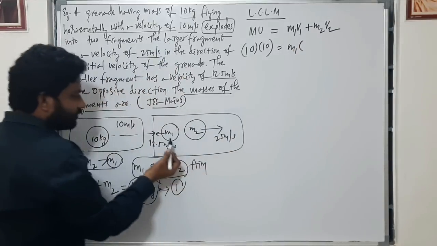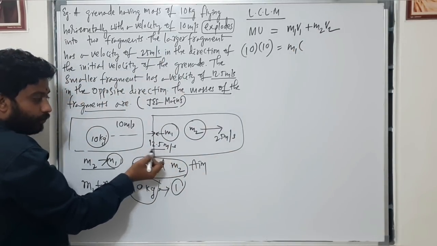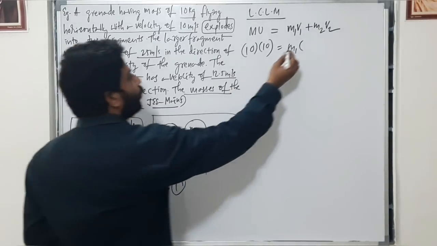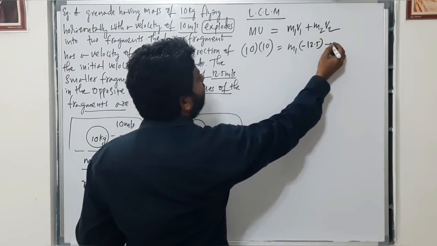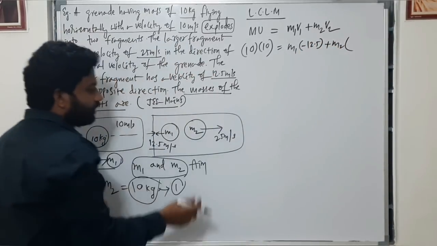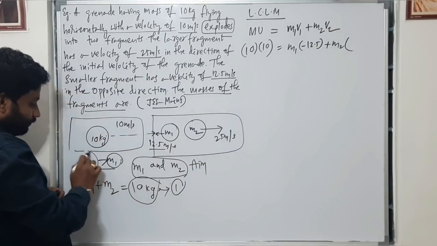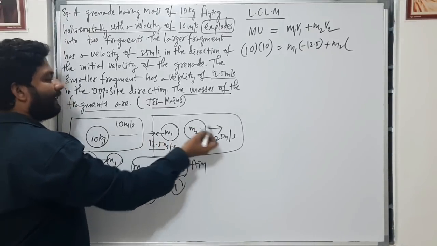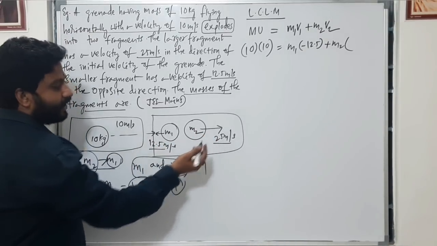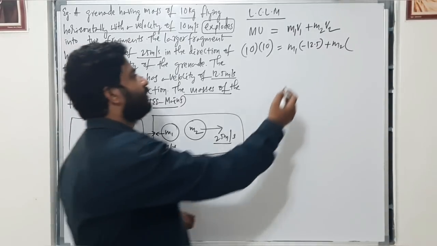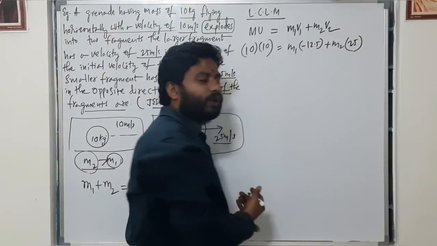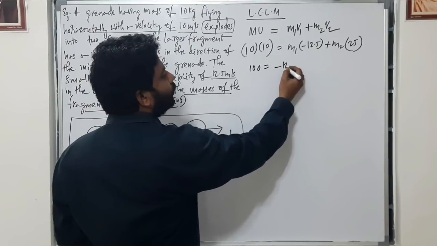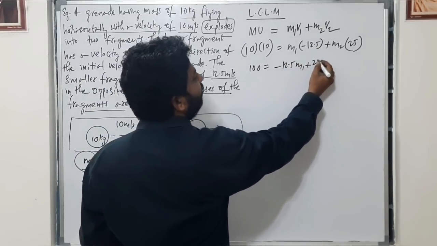m1 into first body is moving with the velocity 12.5 meter per second, but in opposite direction to the initial direction, right? That will be minus 12.5 plus m2 into m2, which is the mass of the greater fragment. That means the larger fragment is moving in the same direction as the grenade. So this velocity I am considering as positive direction. It is 25 meter per second. So what I can write, 100 is equal to minus 12.5 m1 plus 25 m2.